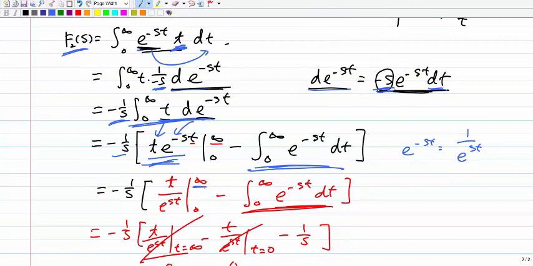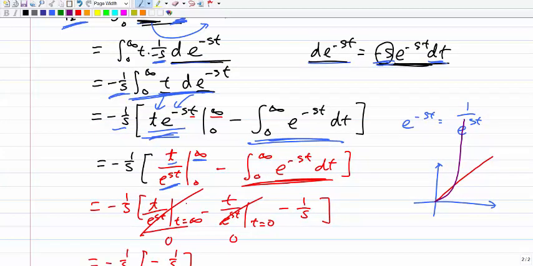When t goes to infinity, e^(st) grows much faster. t grows only in a linear form, this is just my t, and e^(st) grows exponentially fast, much faster than t. So when t goes to infinity, this term goes to 0. When t is equal to 0, this is also 0. So this is just 0 minus 0, so this is gone. It's just 0.